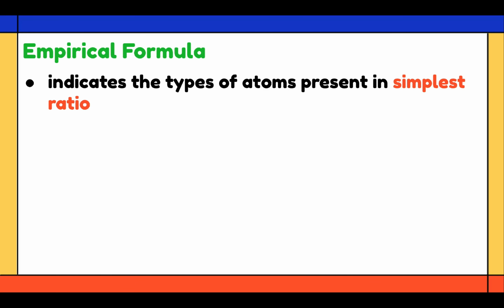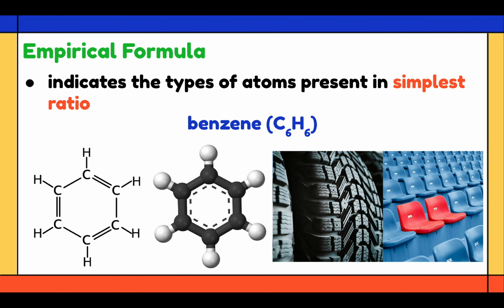We have the empirical formula. Empirical formula indicates the types of atoms present in simplest ratio. One example is benzene, C6H6. Benzene is a widely used industrial chemical. This is found in crude oil and is a major part of gasoline. So the empirical formula of benzene will be CH. Period.